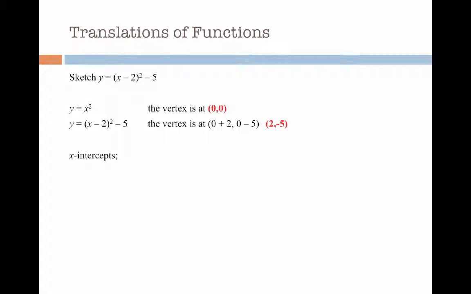We now should work out the x-intercepts by allowing y equal to 0. Why don't you pause the video and see if you can work out what the two x-intercepts are going to be.